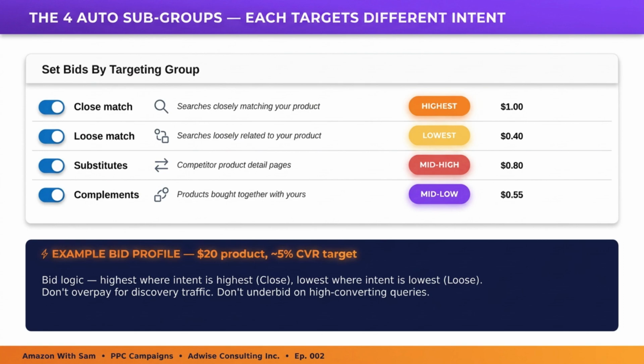Substitutes, your ad shows up on competitor product detail pages, right next to their buy button. You're trying to steal their traffic at the moment of purchase. And compliments, your product appears next to items that get bought together with yours, like camping gear next to a sleeping bag. Cross-sell territory. So how do you actually bid them?